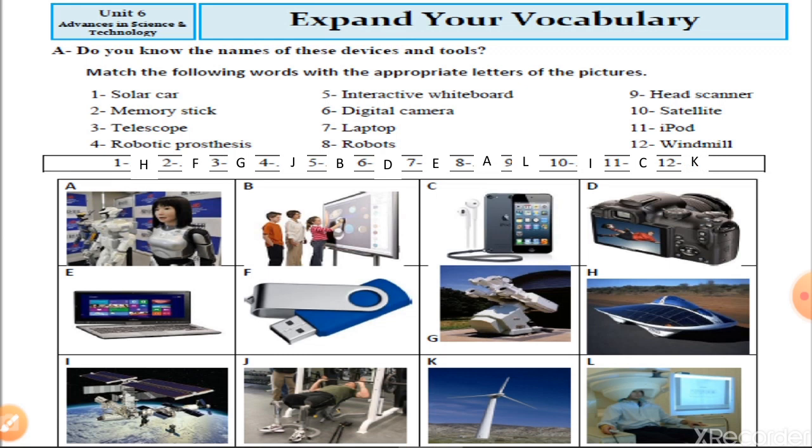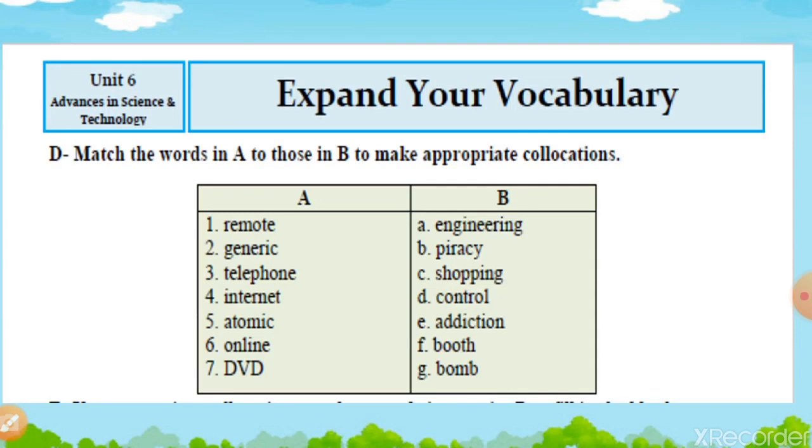Great. We move now to another exercise, this time with some collocations. So match the words in A to those in B to make appropriate collocations. Great. So take a few minutes again and try to do this exercise. And of course, you know, a collocation is two words or more that go together to give a new meaning. Okay, you go ahead.